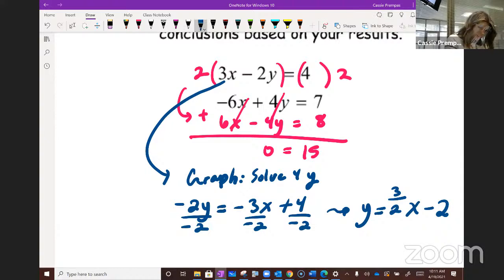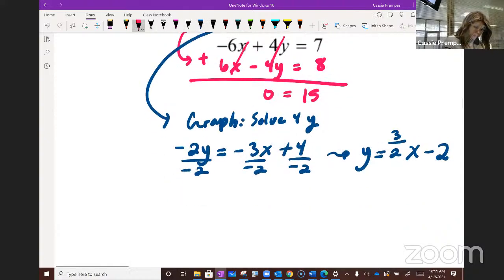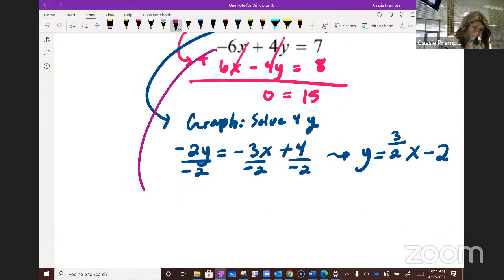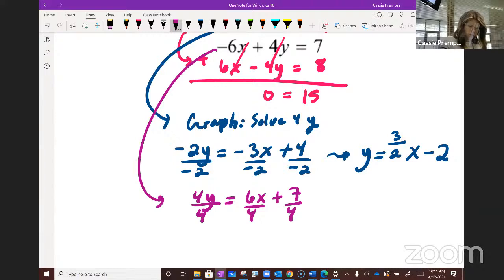And then let's do the same thing to the other equation. So solve for y. We have 4y is equal to 6x plus 7. Divide both sides by 4. And I get y is equal to 3/2 x plus 7/4.